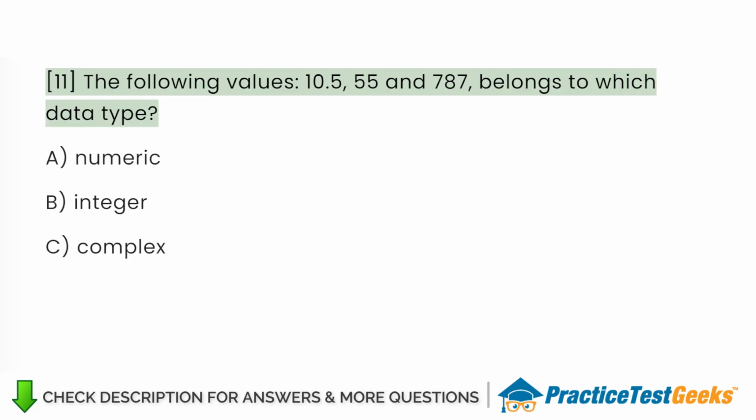The following values, 10.5, 55, and 787, belong to which data type? A. Numeric. B. Integer. C. Complex.